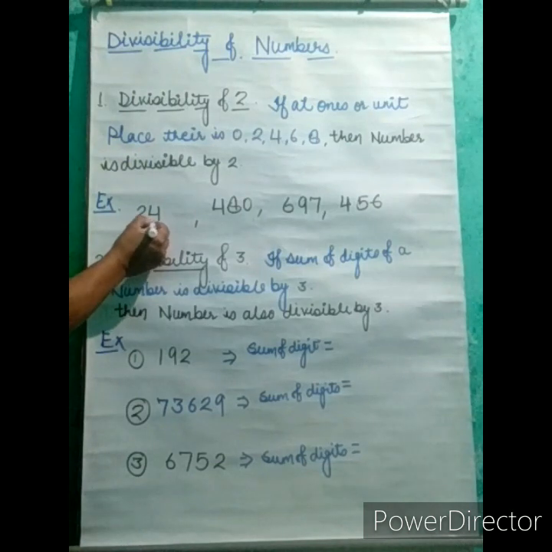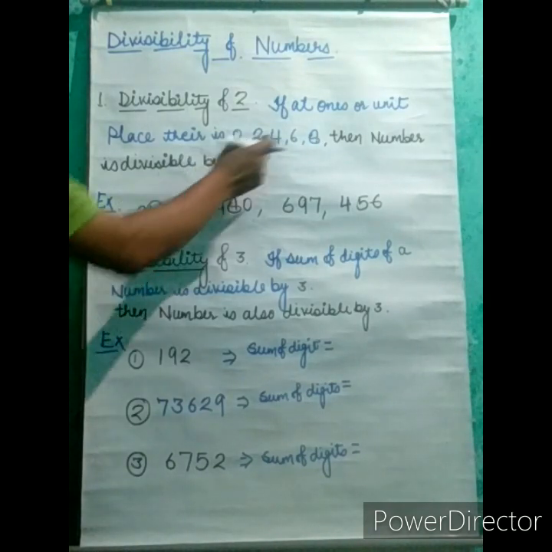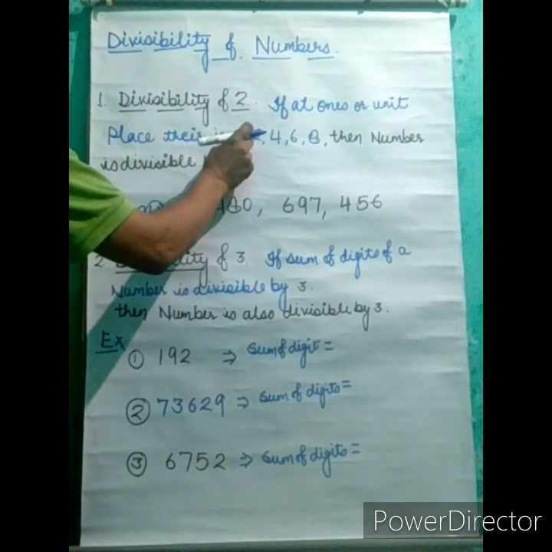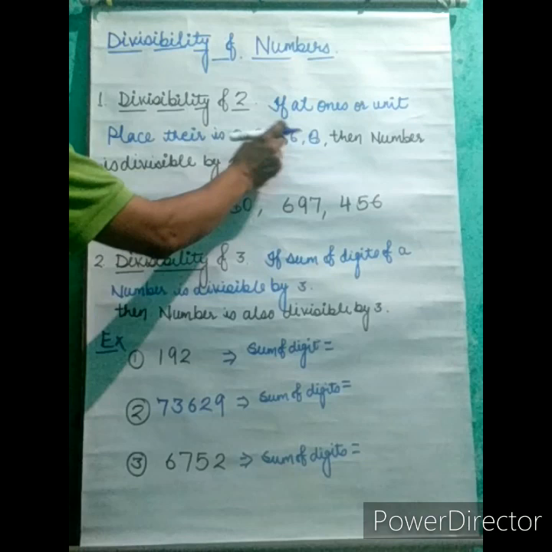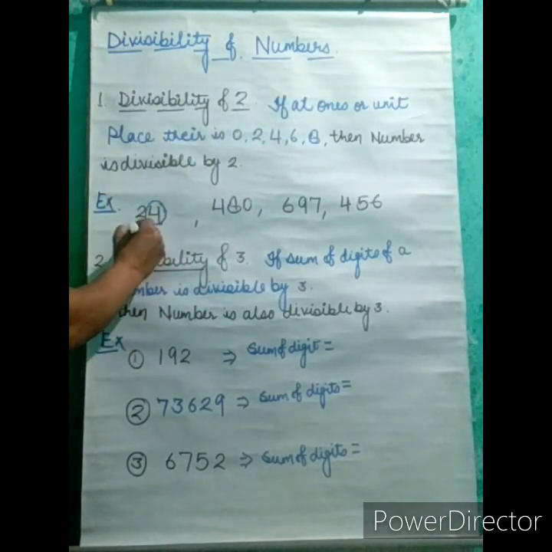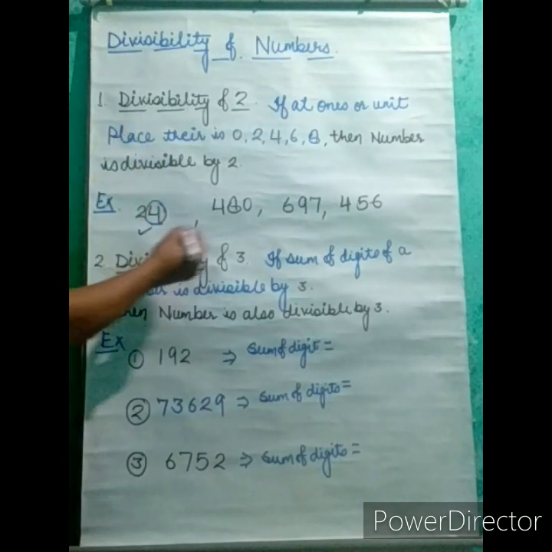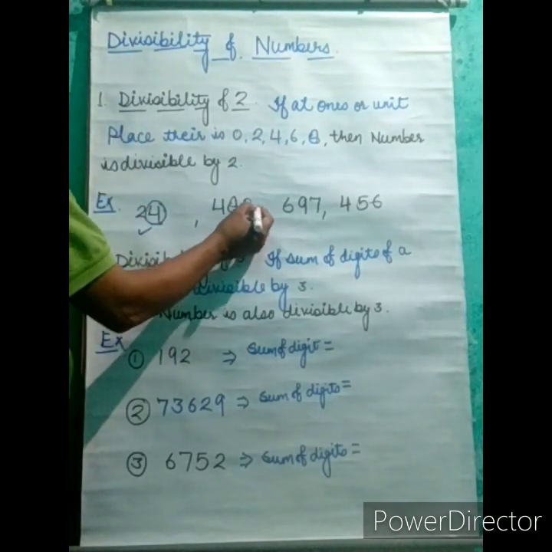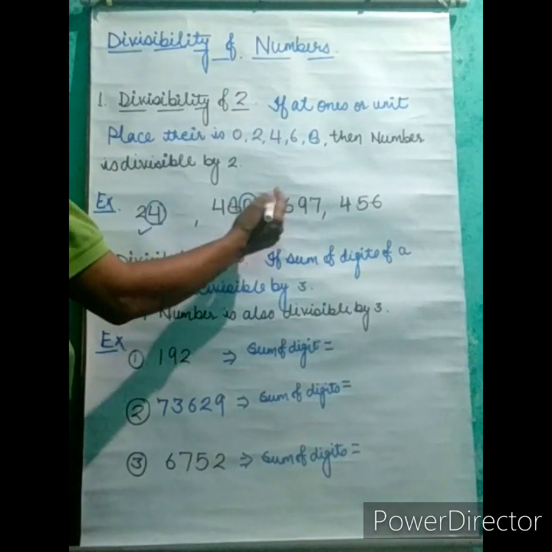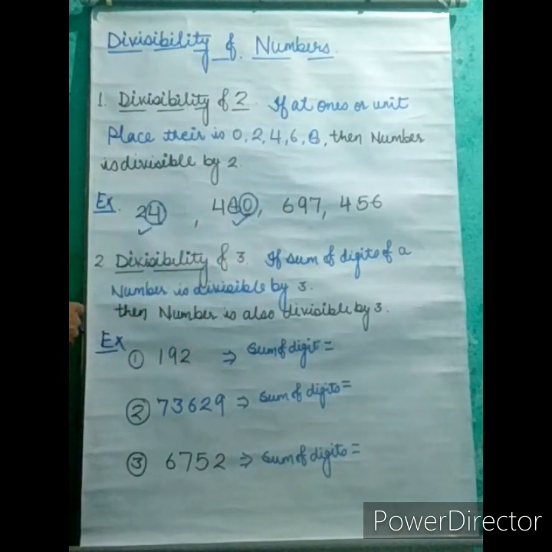So this is your unit place, or ones place. So at ones place there is 4. So as I said, if at ones place there is a 0, 2, 4, 6 or 8, any one of these digits, then the number is divisible by 2. Here you can see at unit or ones place there is 0, so this is also divisible by 2.